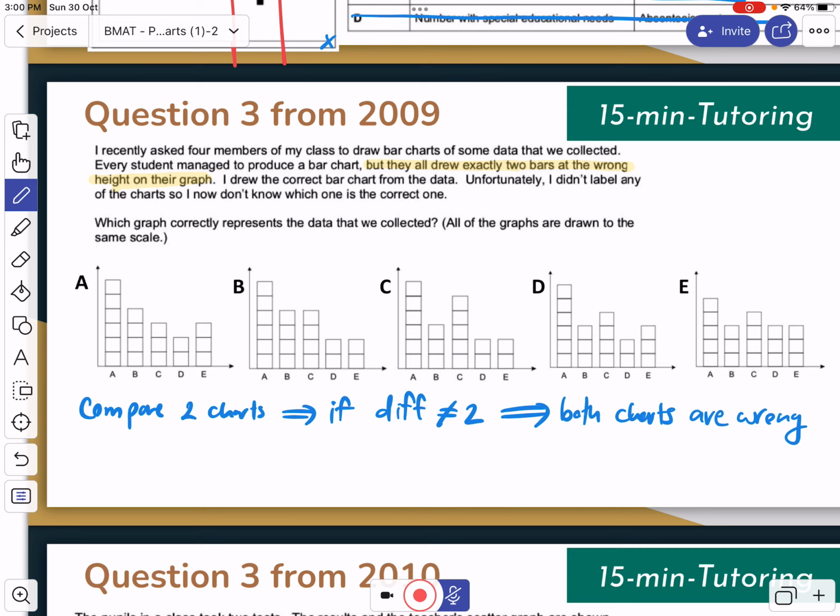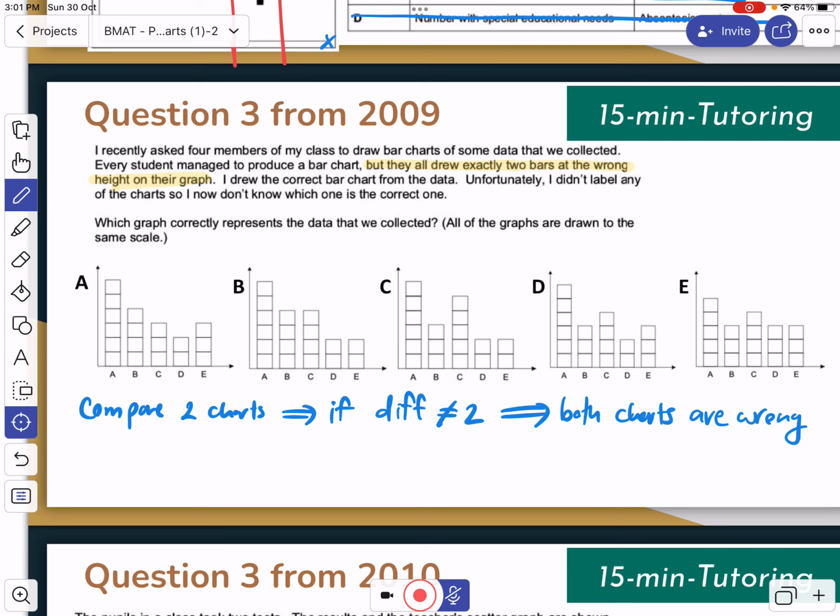However, if the difference is exactly 2, can we be sure that one of them is right, one of them is wrong? The answer is no. You can be comparing 2 wrong ones, and it is a coincidence that they differ by 2. So if you compare and you get a difference of 2, it doesn't mean anything. You cannot rule anything out. But whenever you compare and you get a difference of 1, 3, 4, or 5, both of them can be ruled out.